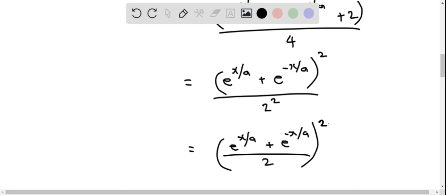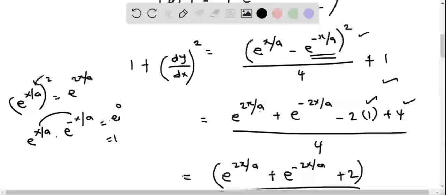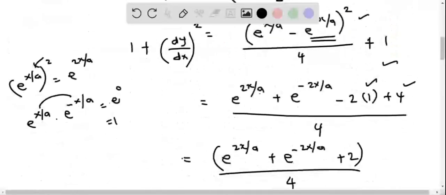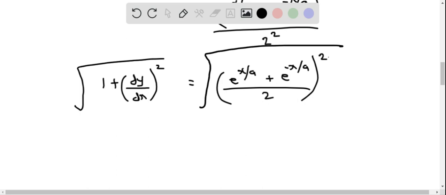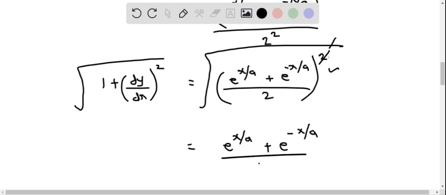So on the left side we have 1 plus dy by dx quantity squared. And when we look at the formula, we have to take the square root of this part. So we will now take the square root on both sides. When you take the square root, this is in square term, so the square and the square root get cancelled. Therefore, this is equivalent to e raised to the power of x by a plus e raised to the power of negative x by a, over 2. So this is equivalent to this expression.